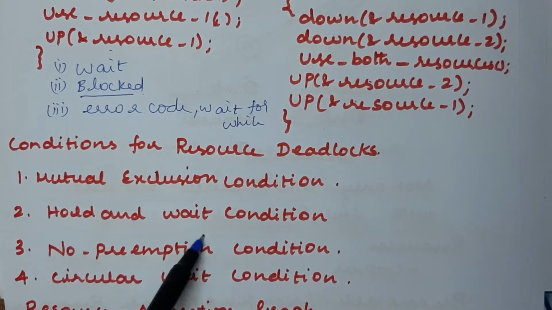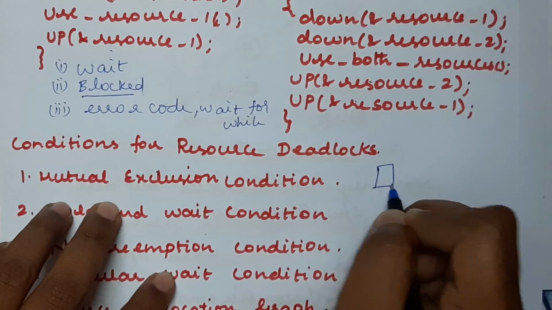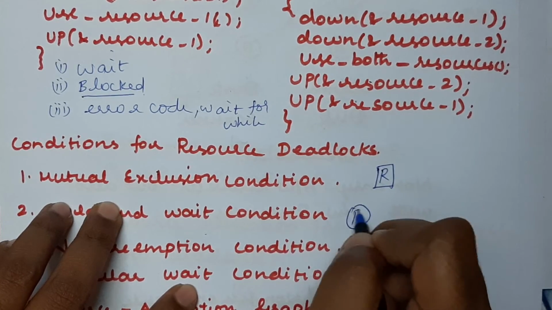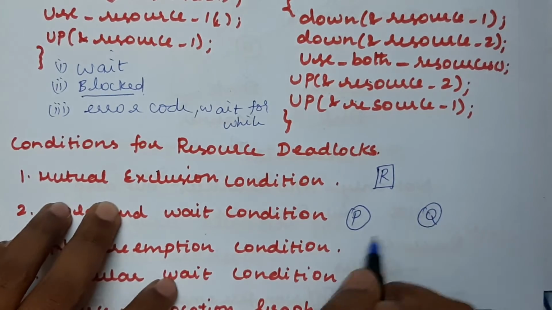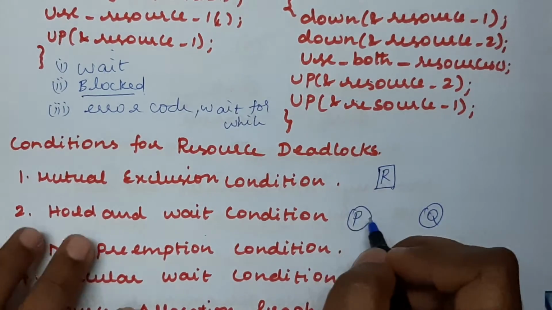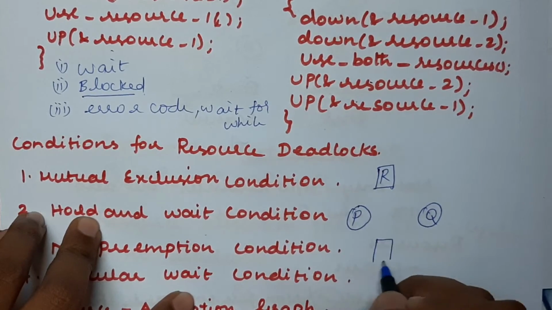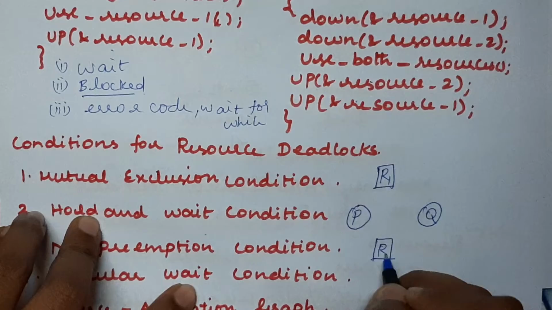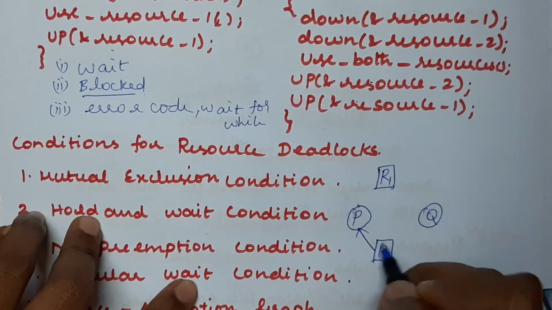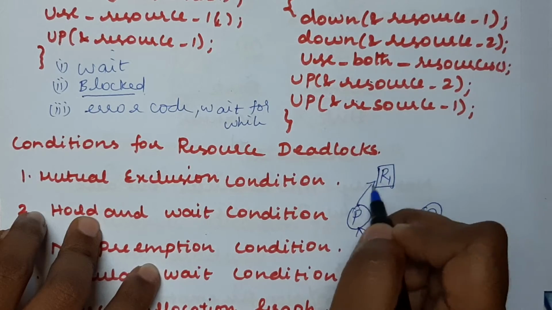The second one is hold and wait. Suppose we have two processes, P and Q. A process is represented with a circle and a resource is represented as a square. There are also two resources, R1 and R2. Process P has already been allocated resource R2, and again it is requesting the resource R1.